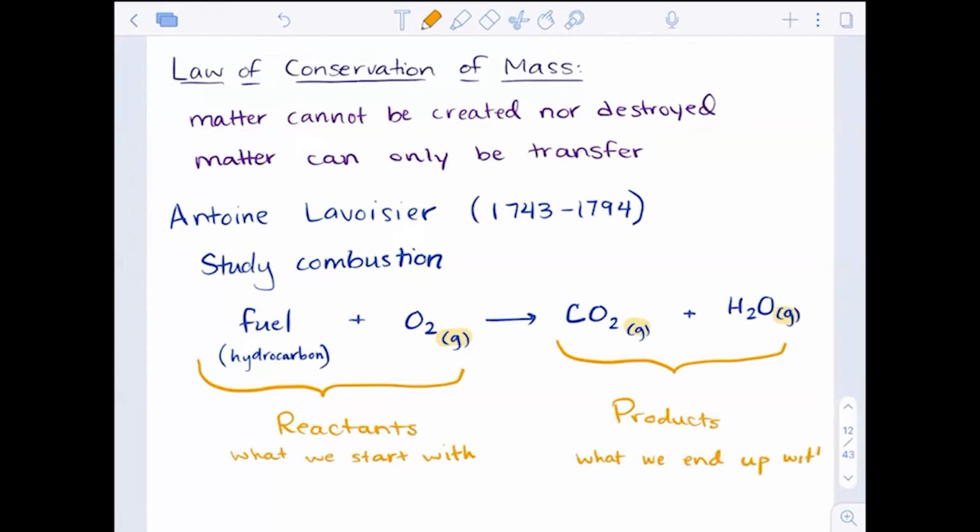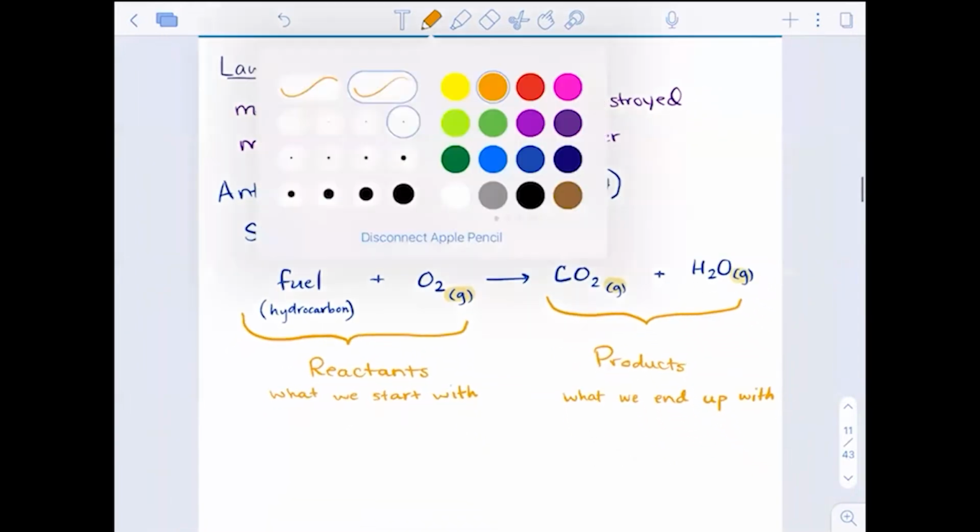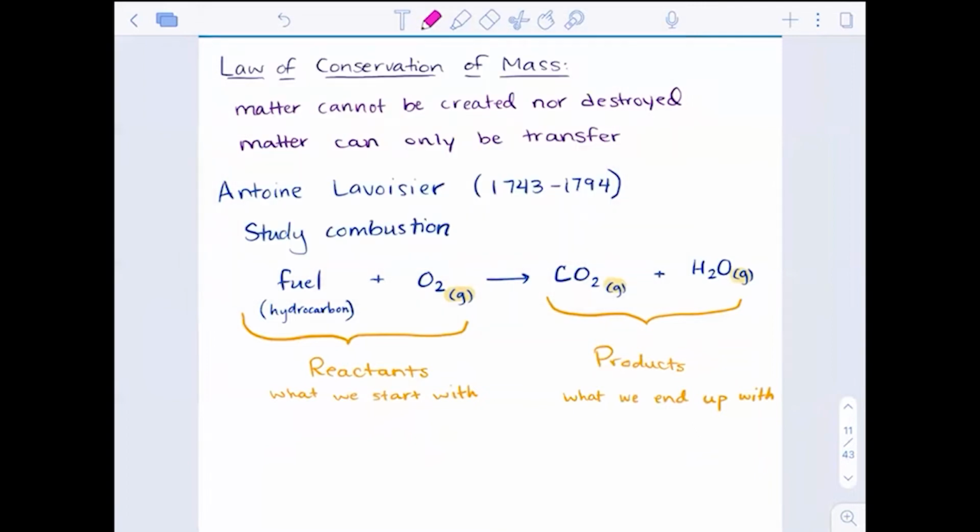And when Lavoisier measured the reactants and compared it to the measurement of mass of the products, what he noticed was that they were the exact same. And so he went through the scientific method in order to say, my observation was that mass is consistent in a reaction.